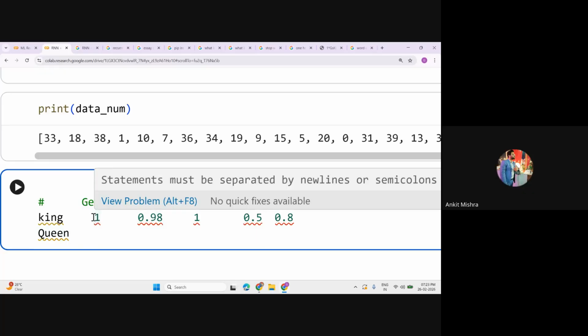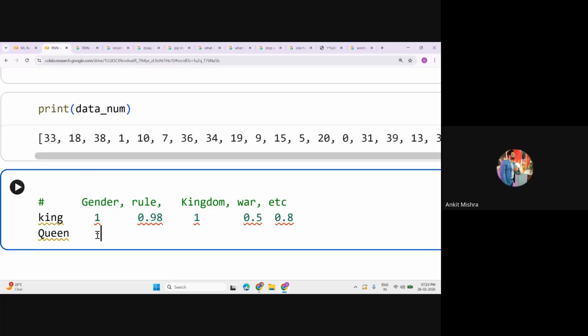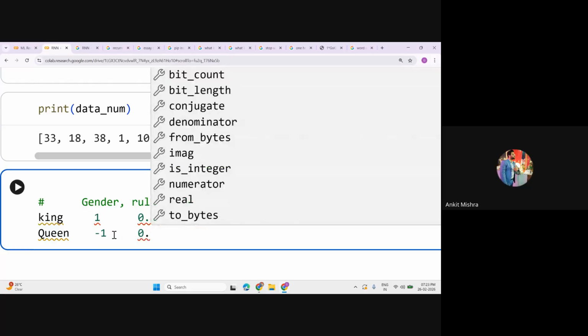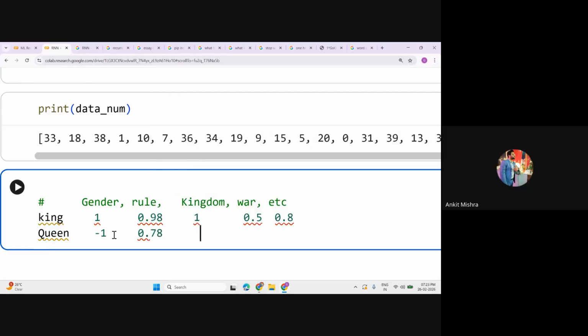Now if we are referring to the king as gender 1, meaning the male one, then we can give the queen -1. It's the opposite gender to the king. She can also rule, so you can give values like this. These are the vectors, and the values are decided by the neural network itself. Yes, she can also rule, so you can give the value 1 as well, or something like 0.98. Let's give the vector values like this.